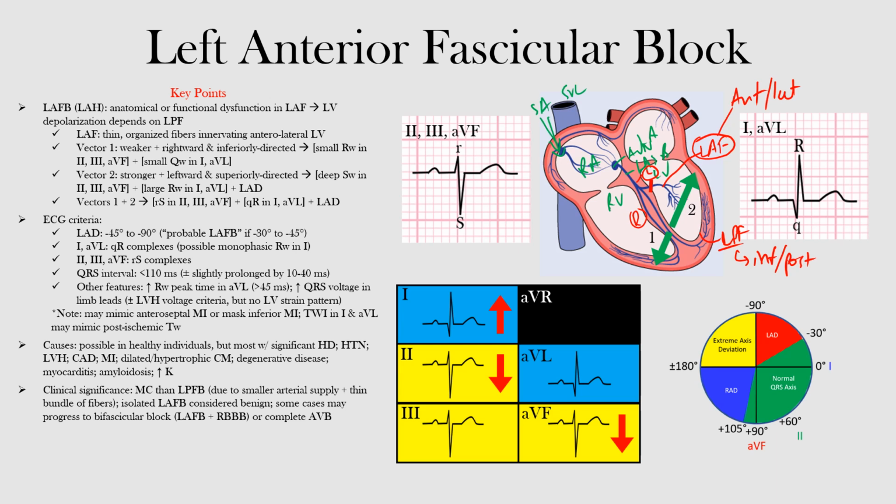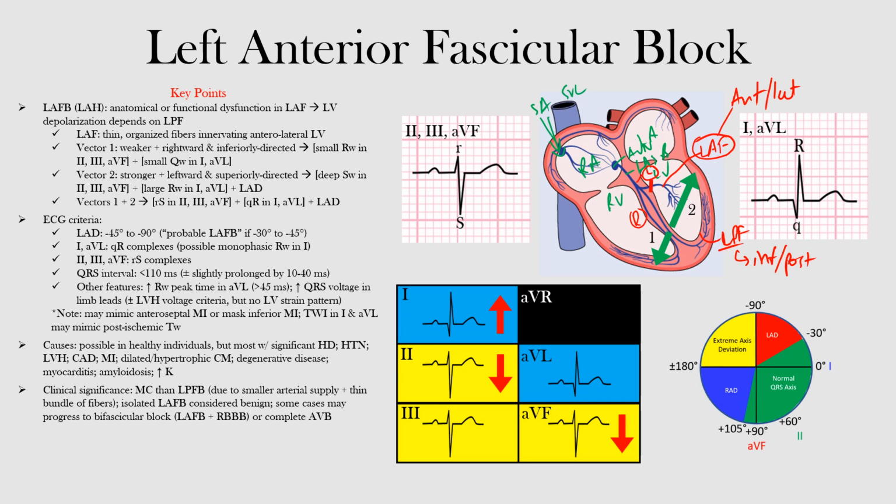As you can see here, the left bundle branch subdivides into these two main fascicles, the left anterior fascicle and the left posterior fascicle. The term fascicular block, or sometimes referred to as hemiblock, refers to an anatomical or functional dysfunction in one of these fascicles. In other words, a conduction block of the left anterior fascicle is referred to as a left anterior fascicular block, or sometimes a left anterior hemiblock, and a conduction block of the left posterior fascicle is referred to as a left posterior fascicular block, or sometimes a left posterior hemiblock.